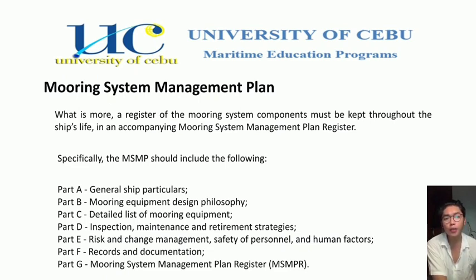Part A, General Ship's Particulars. Part B, Mooring Equipment Design Philosophy. Part C, Detailed List of Mooring Equipment. Part D, Inspection, Maintenance, and Retirement Strategies. Part E, Risk and Change Management, Safety, Personnel, and Human Factors. Part F, Records and Documentation. Part G, Mooring System Management Plan Register, or MSMPR.